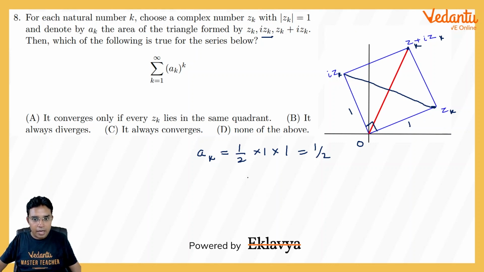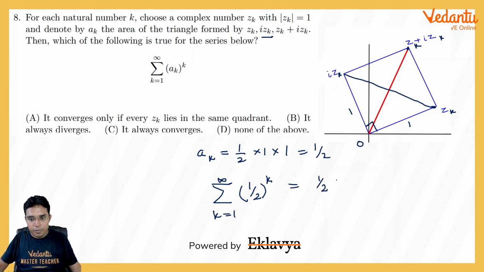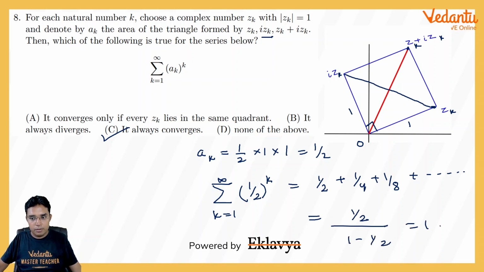So ak will be half, and now we are looking for this summation of half raised to the power k, as k varies from 1 to infinity. So this becomes a simple GP, half plus 1 by 4 plus 1 by 8 and so on. So the sum of all such GPs always converges. It is not dependent upon zk. It always converges. Answer will be C. In fact, you can find the sum of this GP, which will come out to be 1 only. So the answer will be C for this question.